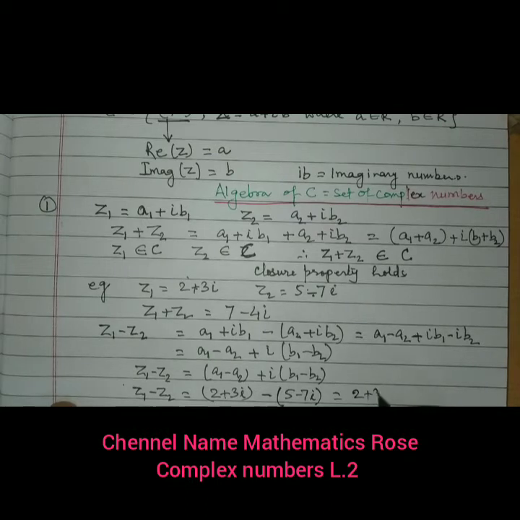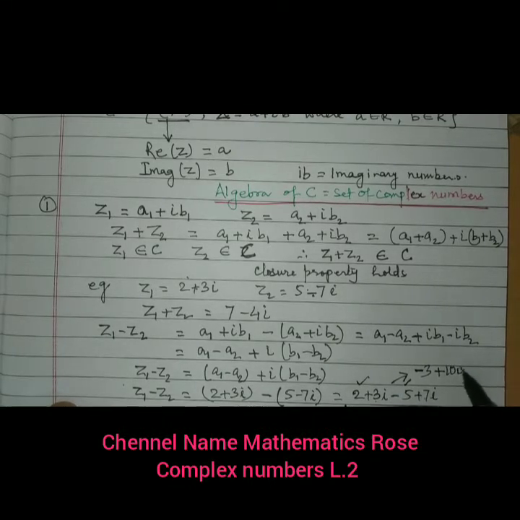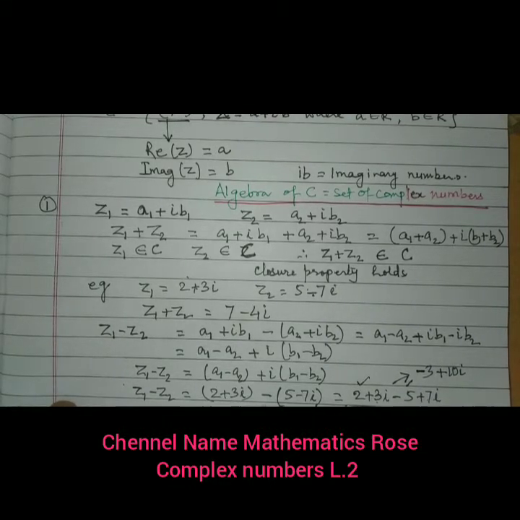तो 2 प्लस 3i एंड देन माइनस 5 प्लस 7i, माइनस माइनस प्लस हो गया. ये आपका हो गया कितना, तो it is equal to, it is minus 3, 2 minus 5 is minus 3 and this is plus 10i. So subtraction of two complex numbers is also a complex number, so it is also in C.